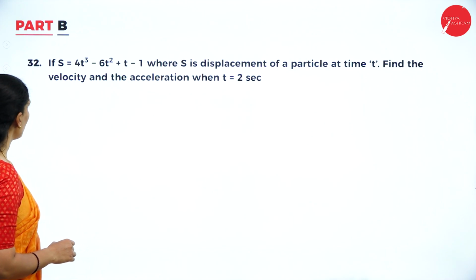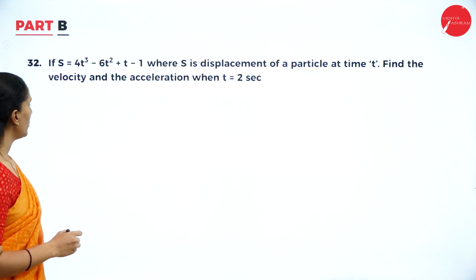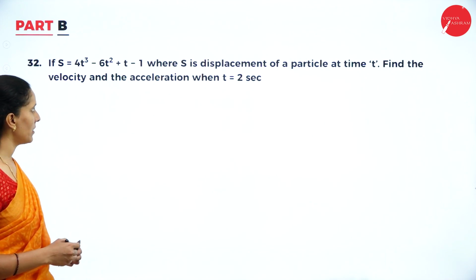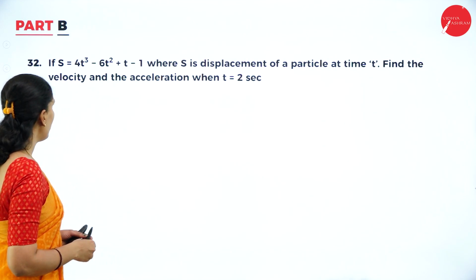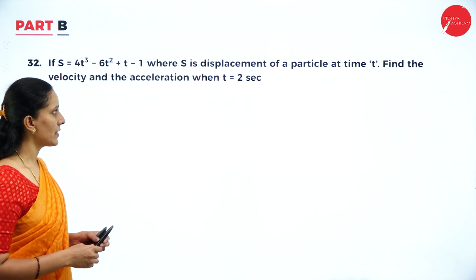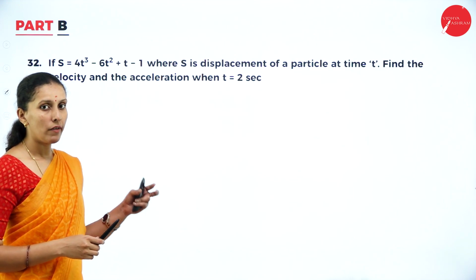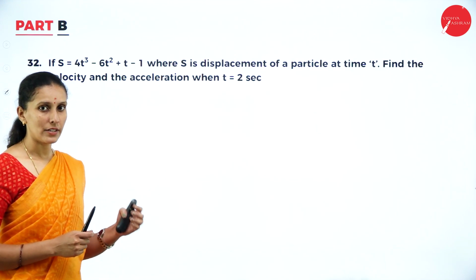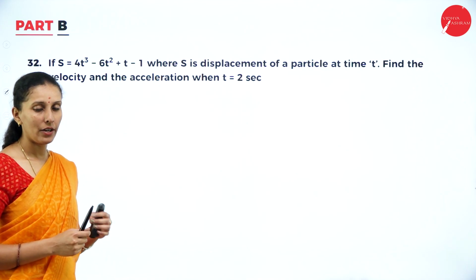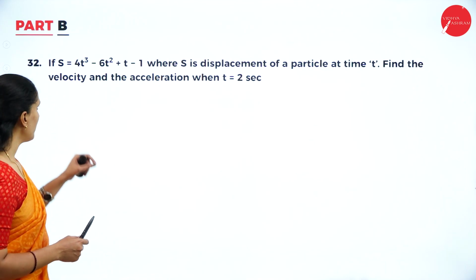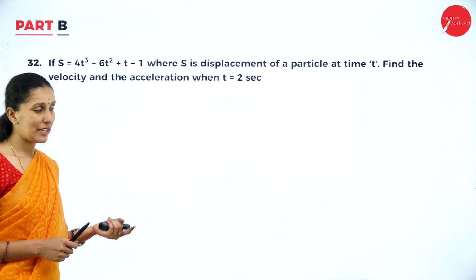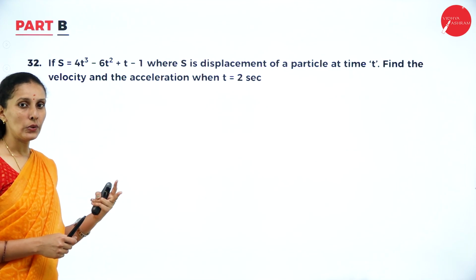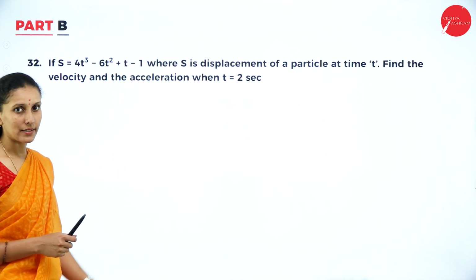Next, if s is equal to 4t cube minus 6t square plus t minus 1, where s is the displacement of a particle at time t, find the velocity and acceleration when t is equal to 2 seconds. We know that velocity is the rate of change of displacement and acceleration is the rate of change of velocity. So that means we need to differentiate s one time to find the velocity at t is equal to 2, and 2 times to get the acceleration at t is equal to 2.